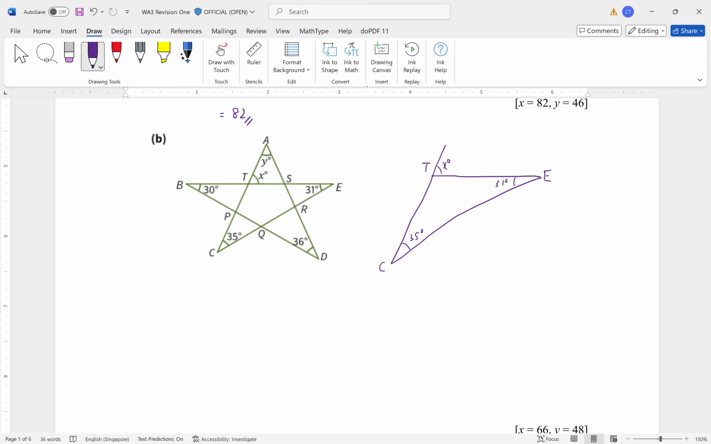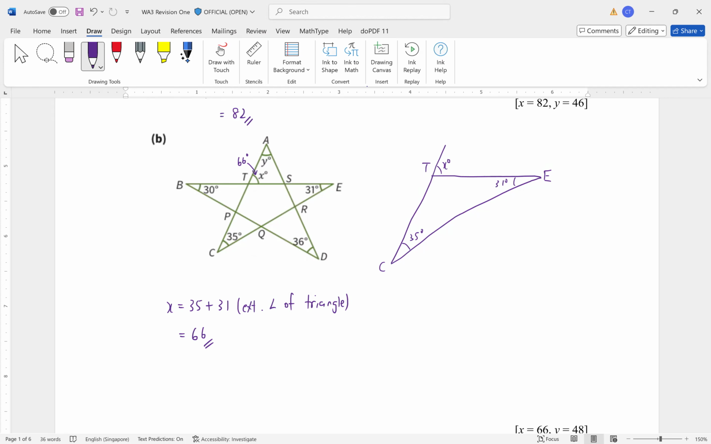Right, so let's do that. So X equals to 35 plus 31. Okay, so exterior angle of triangle. Okay, so you'll get 66 degrees. Okay, so X will be 66. Right, so now we know this one to be 66 degrees already. Okay, now we need to find Y.